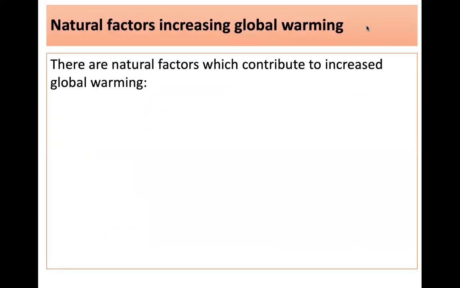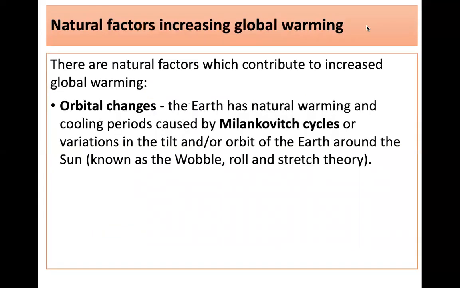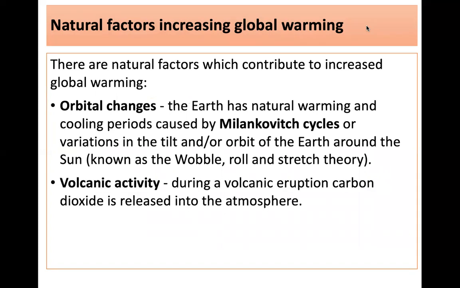There are natural factors which contribute to increased global warming. You've got those orbital changes, the Milankovitch cycles, those natural warming and cooling periods that are caused from the variations in the tilt, the orbit of the Earth, and the elliptical to circular orbit.